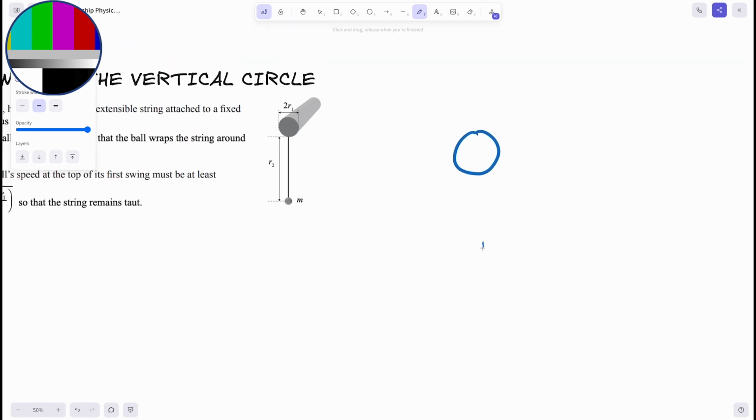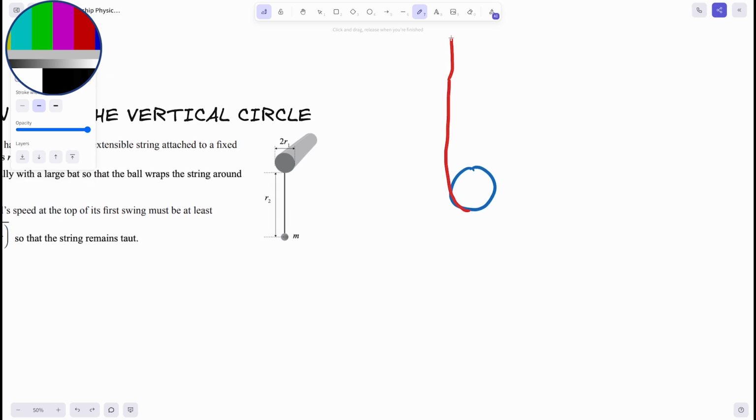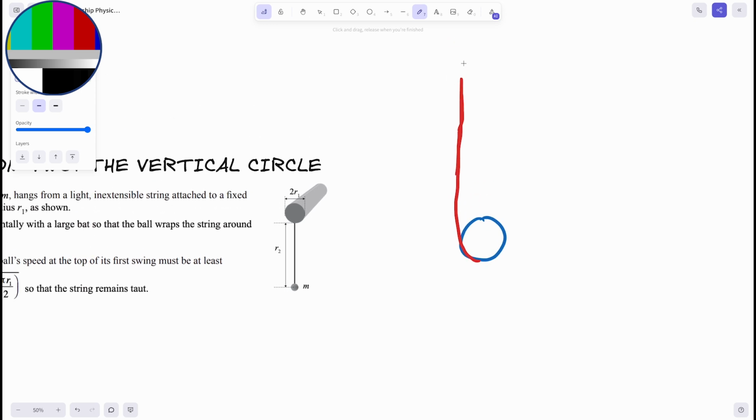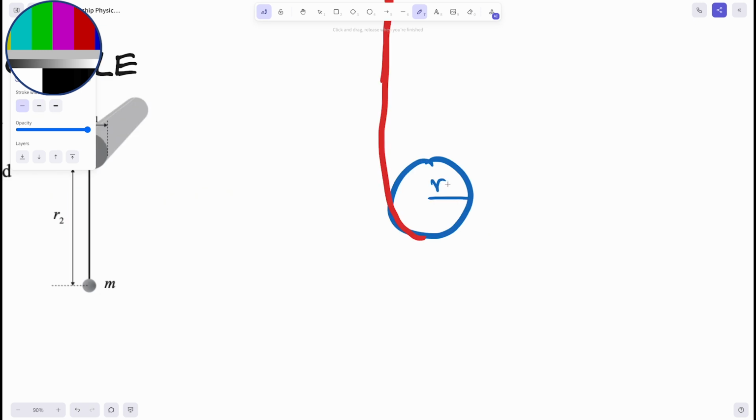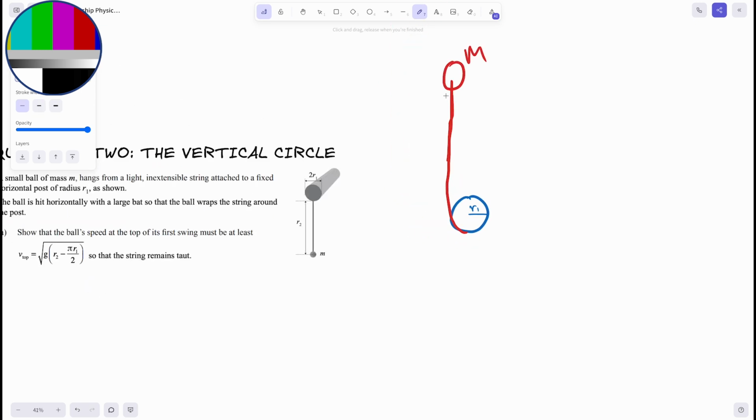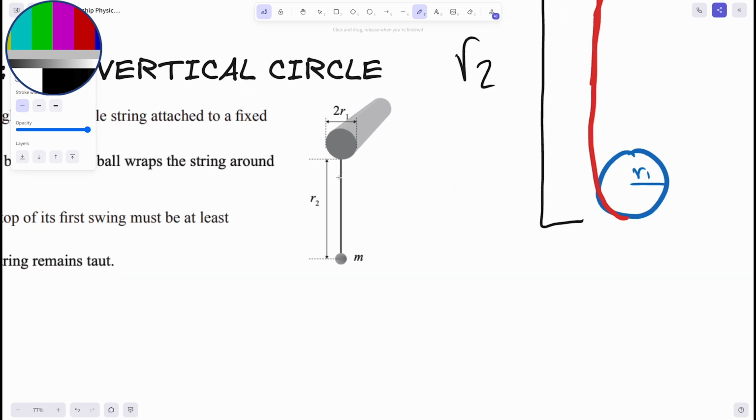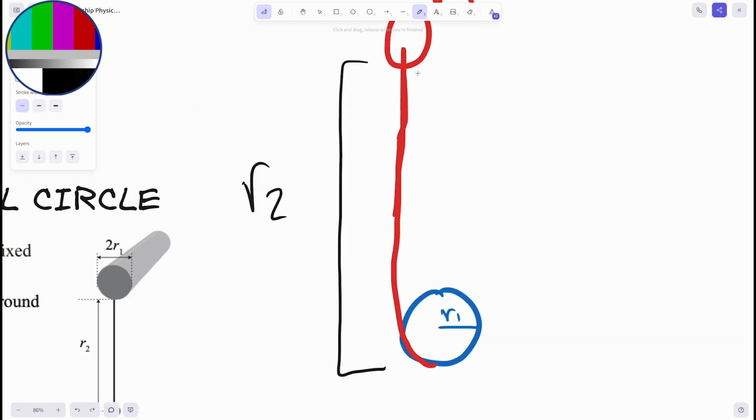when it's hit, the ball is going to wrap around, and therefore at the end position, the rope is going to look something like this at its max height, like that, and we have the mass m over here, and this has a radius of r1. So this total distance right here is r2, right? That's that same distance over here, and we can call this distance here our x.